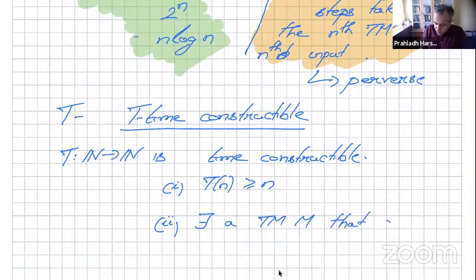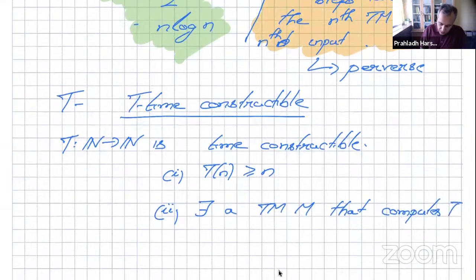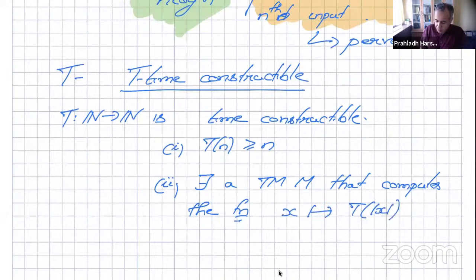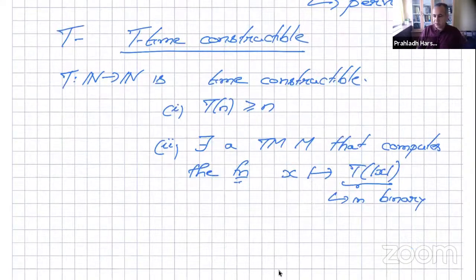that computes T. And what do I mean by that? That computes the function x going to T of |x| written in binary. Give me any x, it should be able to output T of |x| within T of |x| time steps.